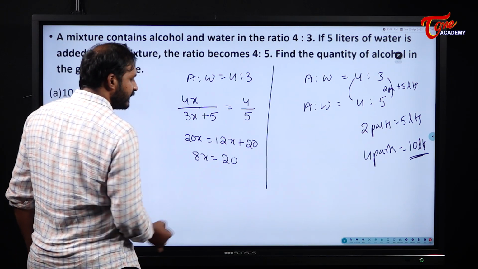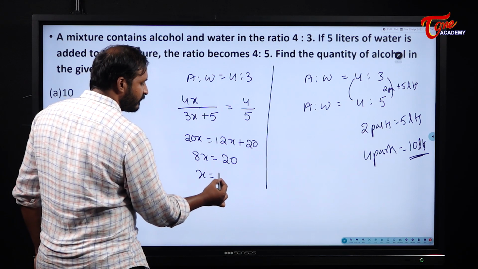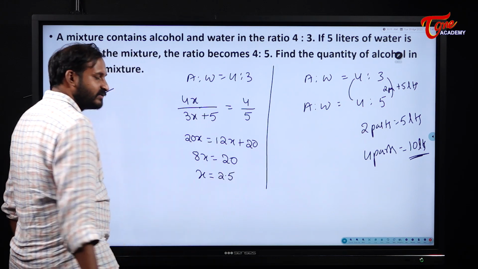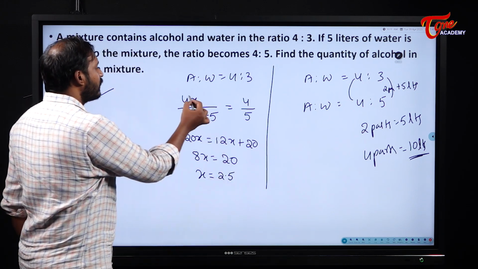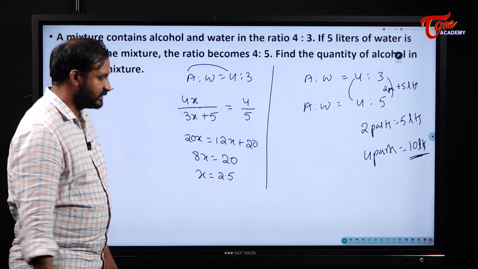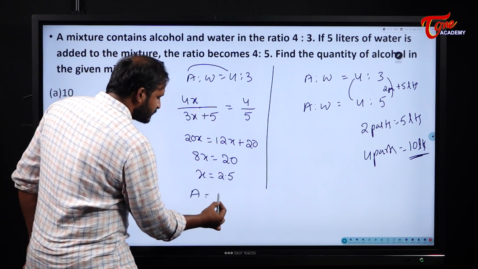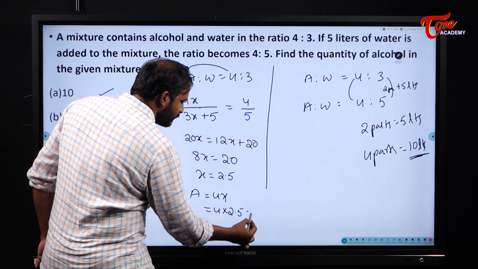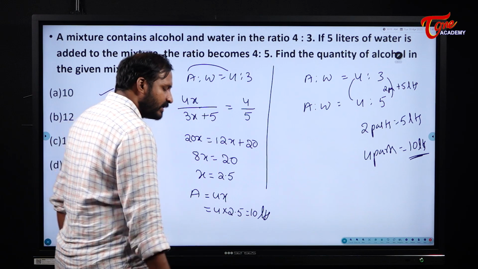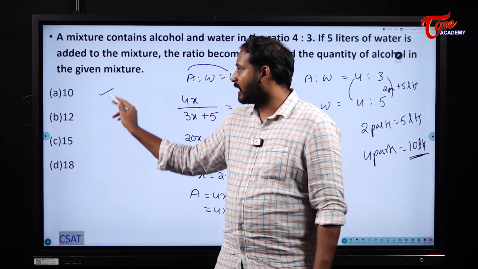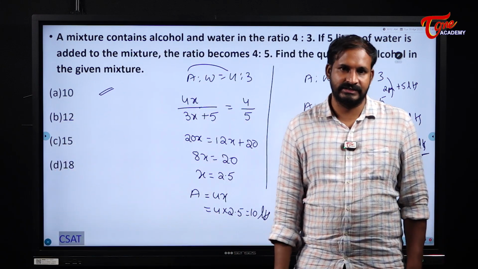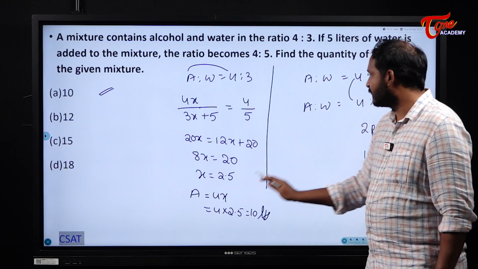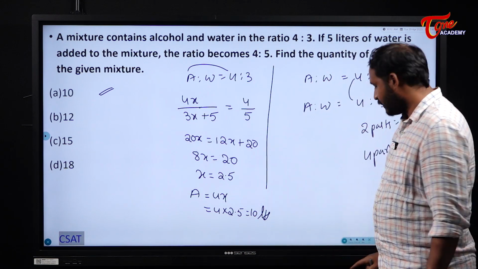8x is equal to 20. The x value becomes 2.5. What about the alcohol portion? Alcohol is 4x. So this will become 4 into 2.5, which is equal to 10 liters. So our answer here will become 10 liters. This is the general procedure and this is the shortcut one. Okay. Next.